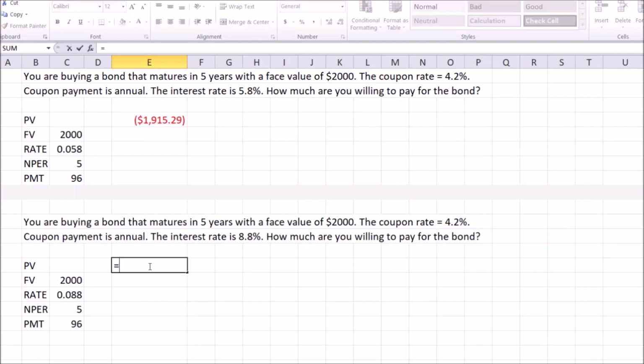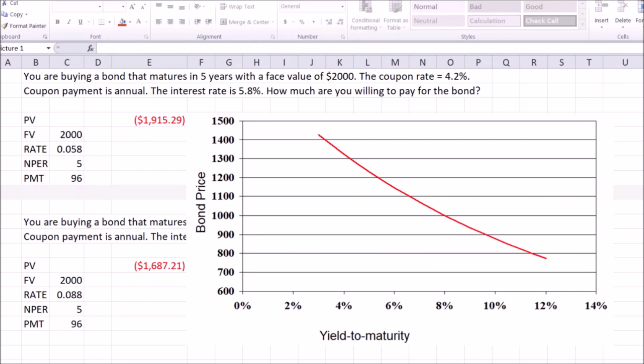Again, to find the price equals PV, open the brackets, enter the rate, the number of periods, the regular payments, and the face value, giving us a smaller price of under $1,700. So the first thing we are learning from a couple of these examples is that the relationship between the price of the bond and the interest rate is the inverse one, because we are discounting the future cash flows promised by the bond using this interest rate, using this yield to maturity.